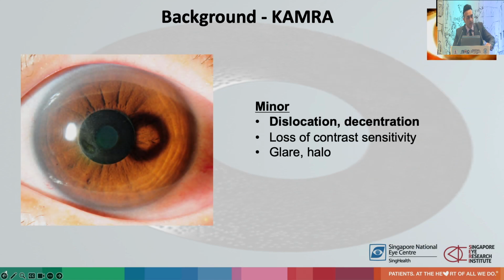However, over the years, all became familiar with some of the complications. Certainly in the earlier prototypes, there were minor complications, of course, related to decentration or loss of contrast sensitivity and glare and halos. You can see this thinning on the ocular surface underneath the epithelial flap on a patient who had it done probably about maybe 15, 20 years ago.